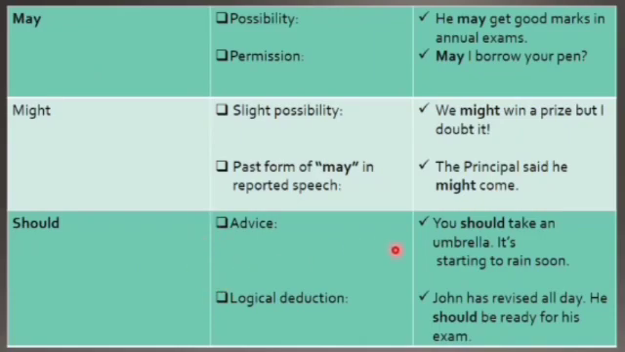Let's look at an example. You should take an umbrella. It's starting to rain soon. So the person is giving advice to another one to take an umbrella with him, otherwise he will get wet. And the second example is, John has revised all day. He should be ready for his exam. As he has revised, it is reasonable and rational that he should be ready for it. So here the modal verb is used as a logical deduction.